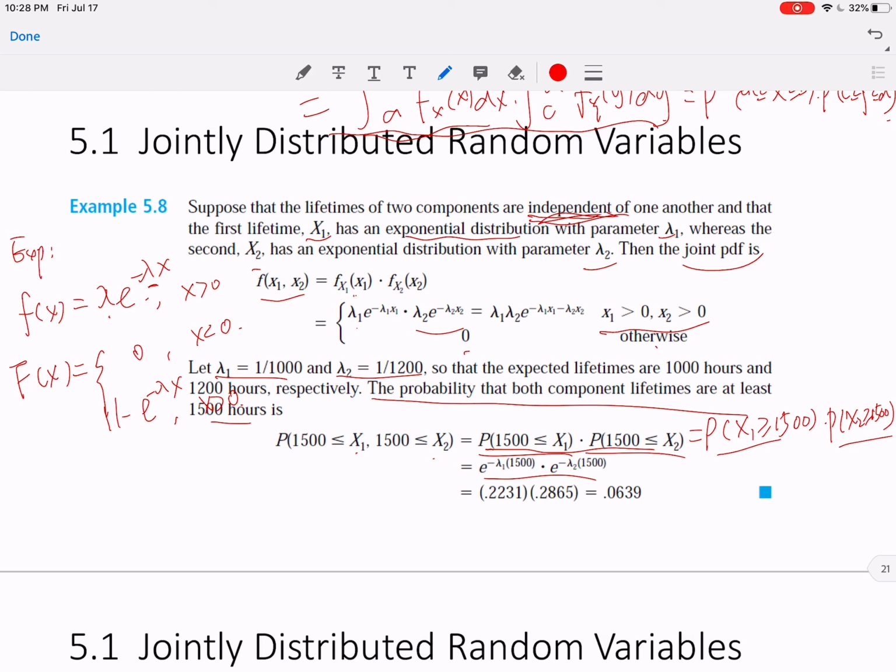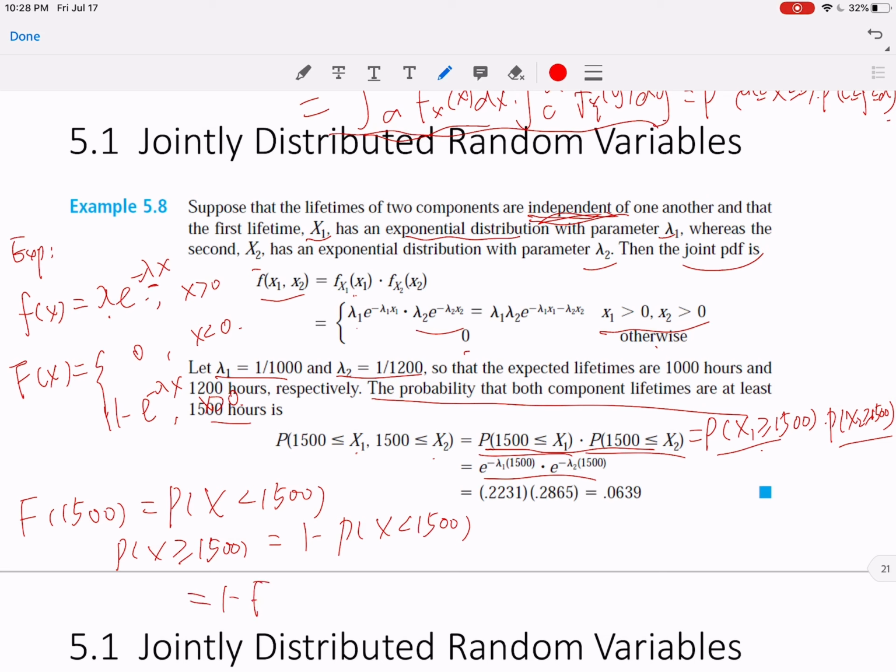We're going to use the definition of the CDF. We know F of 1,500 is equal to the probability x is less than 1,500. We don't have to worry about the boundary points here because it's a continuous random variable. And we're looking for the probability that x1 is greater than or equal to 1,500, which is equal to 1 minus the probability x is less than 1,500, which is 1 minus F of 1,500.